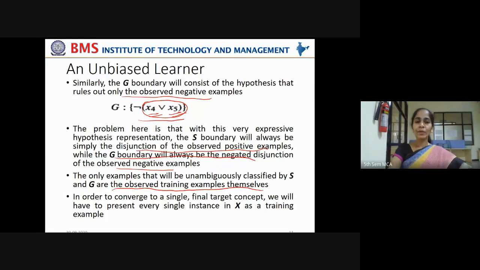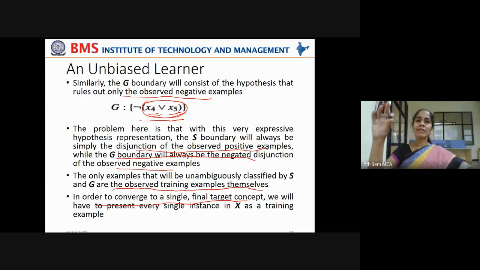I'm repeating again, the only examples that will be unambiguously classified by S and G here are the observed training examples themselves, right? It has all possible hypotheses, which means it will say yes to all possible training examples. And in order to converge to a single final target concept, is it possible? All these hypotheses apply to all the training examples. That is why you haven't removed any hypothesis from the hypothesis space, which means you're not able to shrink the version space.